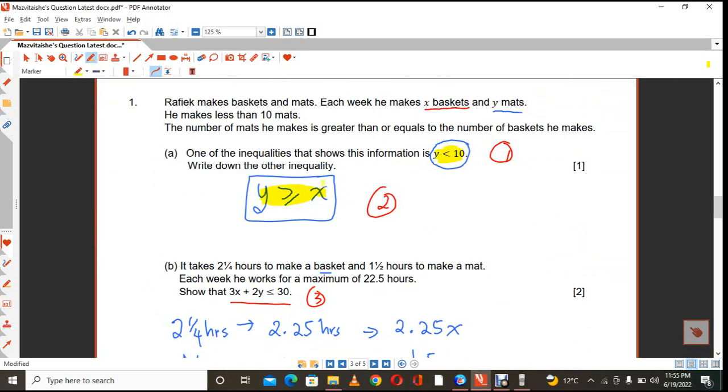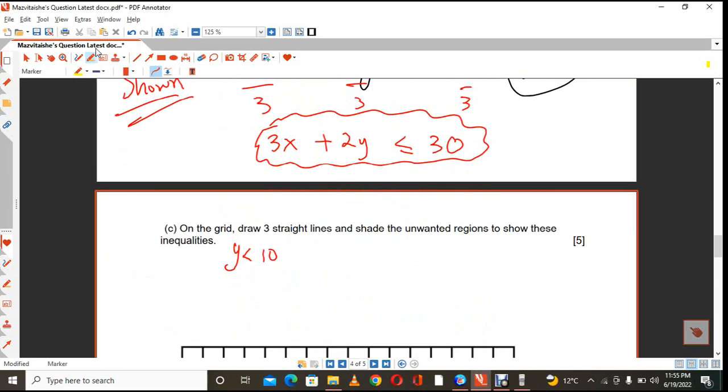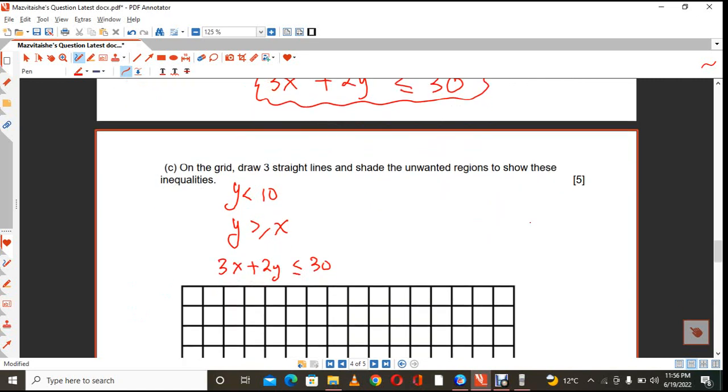Then I'm going to bring in y is greater than or equal to x as the next inequality. Y is greater than or equal to x. And then the last one is going to be 3x plus 2y should be less than or equal to 30. So these are the inequalities that we are going to draw.